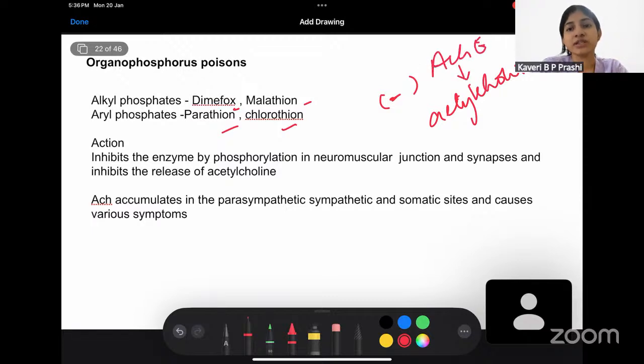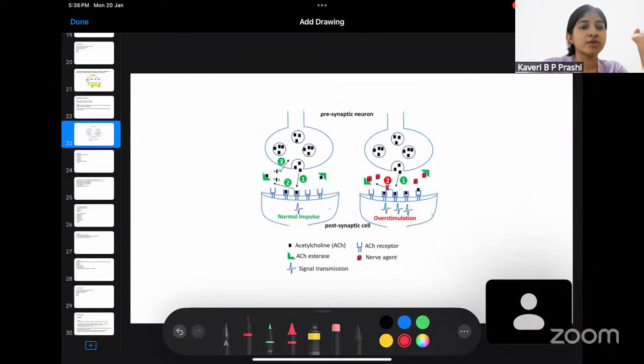So acetylcholine is not broken down, because of which its level is going to increase and it is going to cause various symptoms. What are the symptoms that it causes? Muscarinic symptoms, nicotinic symptoms, and CNS symptoms. These are the symptoms that it causes.